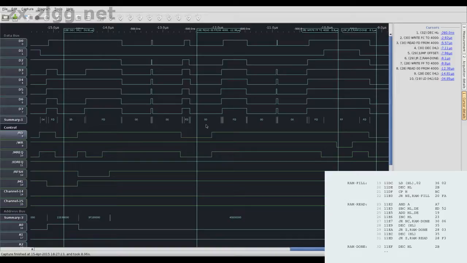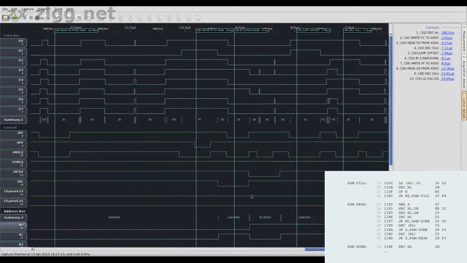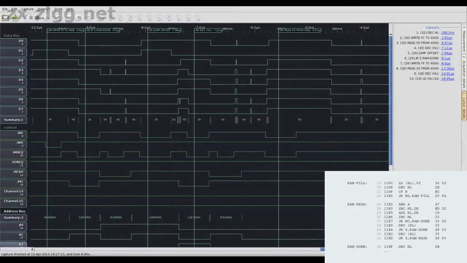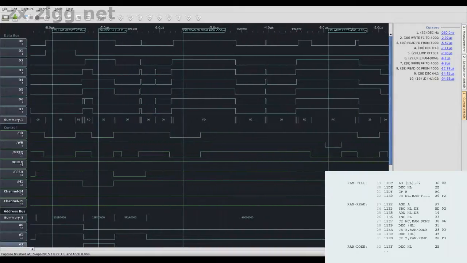Now the value 0 should not have been retrieved here, because the preceding RAM fill routine should have written the value 02 to all possible RAM addresses. A similar problem arises here, because although FF was written to address 4000, when the instruction at line 30 was executed, the value FD was retrieved.